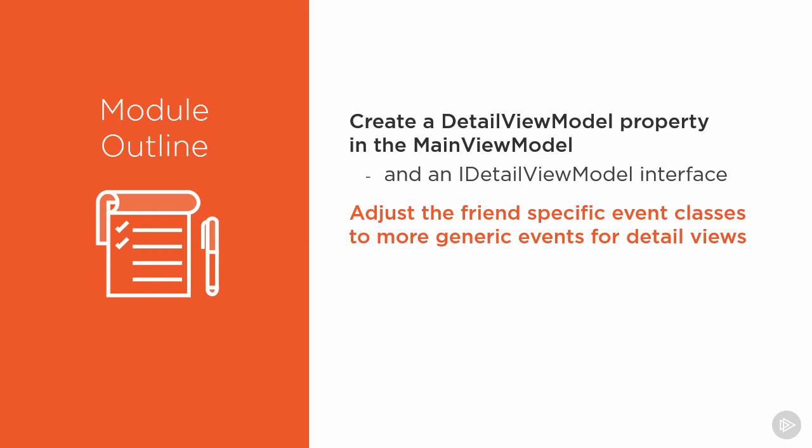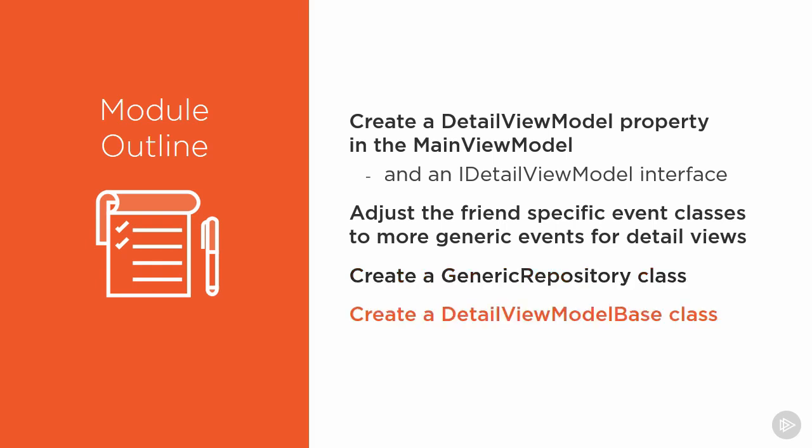that you implement in your application. After we are done with the events, we will also create a generic repository class that we can use as a base class for our repositories. Currently, the friend organizer application has just a friend repository class. So we will look at what we can refactor from that class into a base class. The final thing that we do in this module is to create a detail view model base class that we can use as a base class for our detail view models. Now let's start with the detail view model property in the main view model.